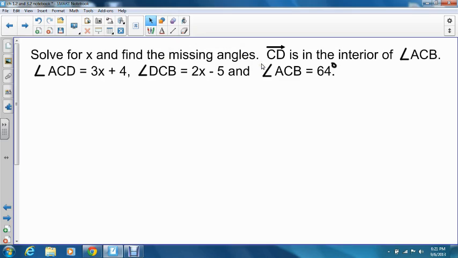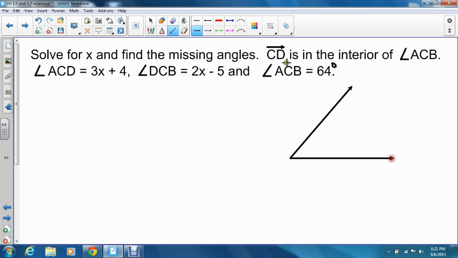All right, so it tells me that ray CD is in the interior of angle ACB. And then it gives me some values for my angles. So the first thing that I need to do is draw myself a picture. I'm going to draw my angle ACB. Okay, so let's say that's my angle. It doesn't matter what the angle looks like. It by no means needs to be 64 degrees. We just need a picture to look at.